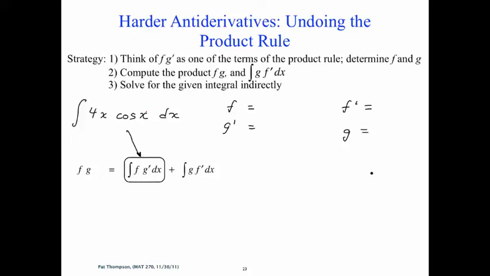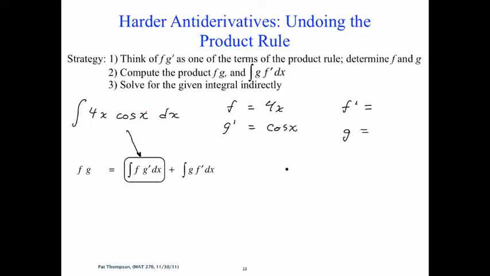So we take x, what's the derivative of x? Just 1, right? And so that makes it easier, right? So should x be f or g prime? It should be f because when we do f prime, the x goes away. You see that? So I'll make f just the 4x, and g prime cosine x.